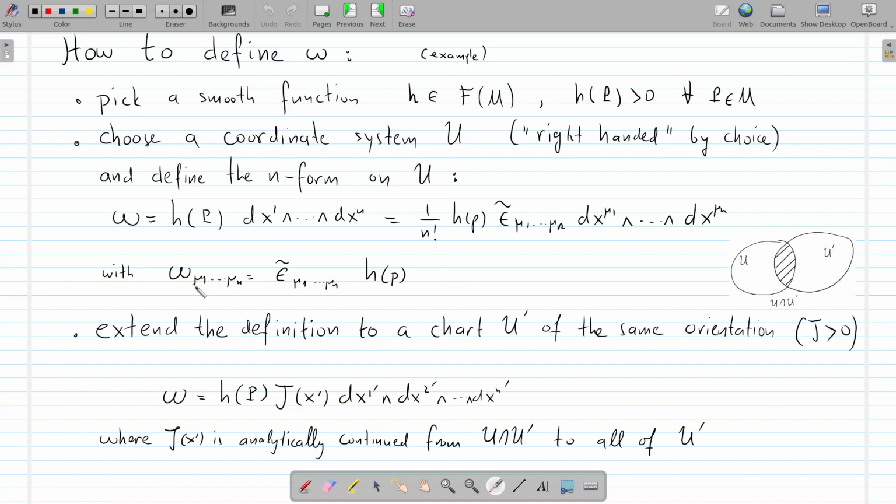Now we can extend this definition of this form over the whole manifold by first considering its extension to a neighboring chart. So if we have a chart U prime that has a non-trivial overlap with U, and it has the same orientation with respect to U, that means the Jacobian here is positive, then we extend omega to be the n-form defined on the union of U and U prime, that is given by this expression. Now, on the intersection of the two sets here, the definition is consistent, because whether you use this one or that one, you will obtain the same form on the intersection. To make the extension over the whole U prime, we make an analytic continuation of the Jacobian over the whole set U prime.